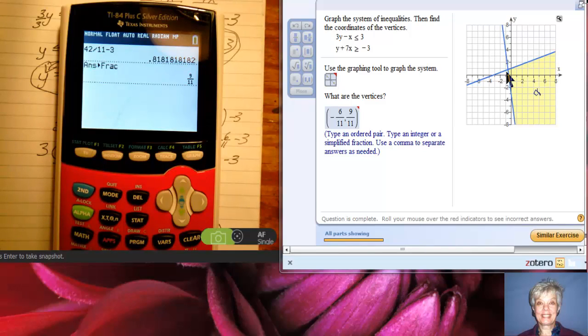The point of intersection, the solution of the system of lines. Only here we call it the vertex of the system of inequalities. And no, it's not a vertices, that's the plural. That's an error on the part of the publisher.